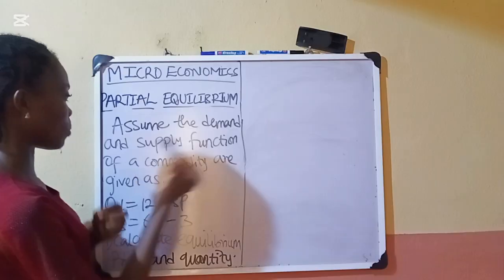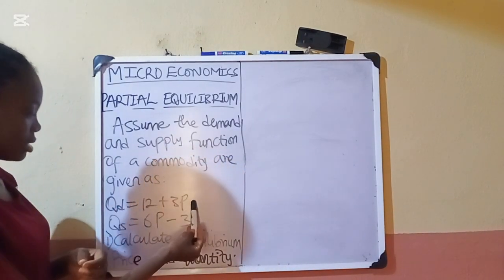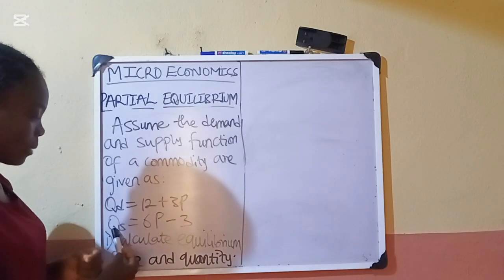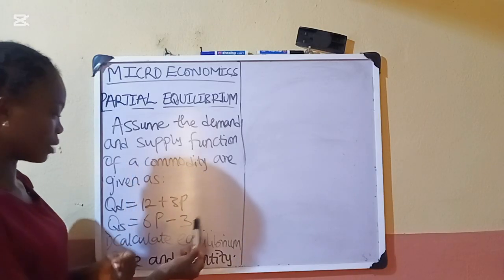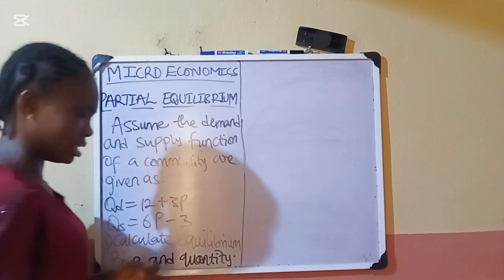Assume the demand and supply functions of a commodity are given as, here is our demand function, which is 12 plus 3p, and our supply function, which is 6p minus 3. And we are asked to calculate the equilibrium price and quantity.